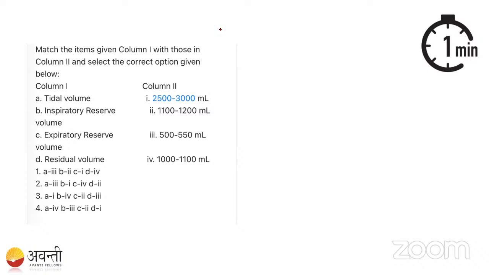All right, students, our time is up. So I'm going to end the polls now. Let us check for the right option. So what is tidal volume? Tidal volume is the amount of air that is inspired or expired during a normal breathing process. That is equivalent to 500 to 550 ml. So that is why it is A here. The third one is A.